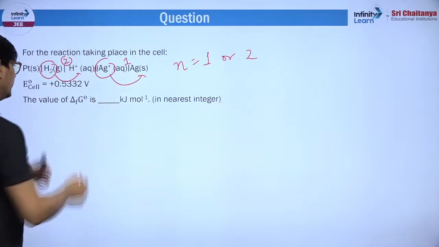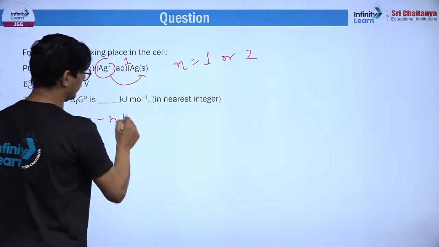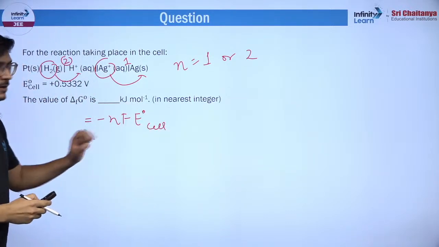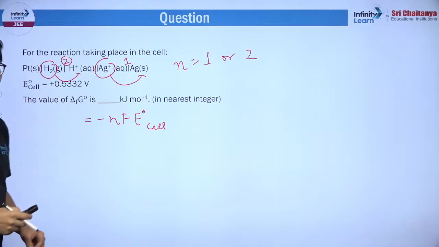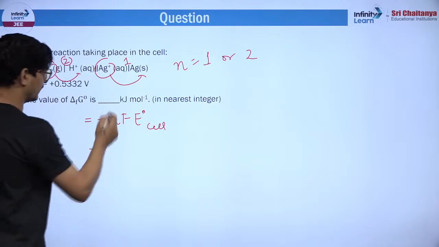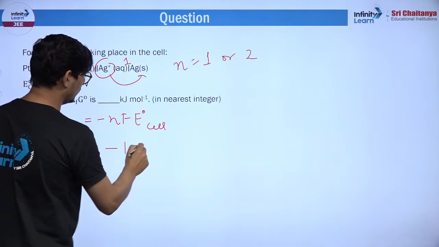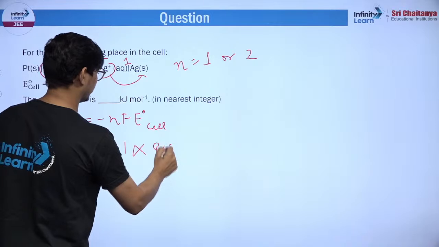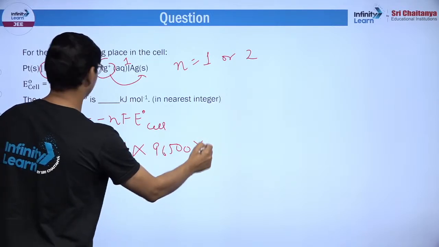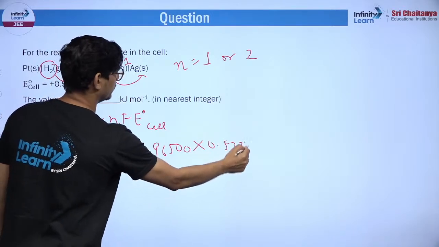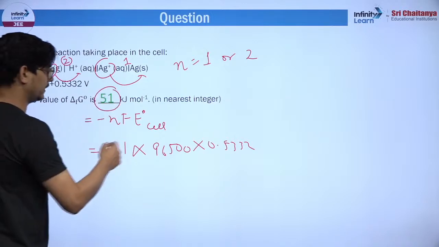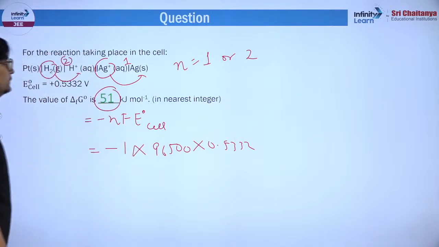Okay? By the way, delta G is minus nF E naught cell. Okay? E naught cell, the electrode potential, does not depend upon the number of electrons, but Gibbs energy will depend, right? So now it's a simple affair. So minus, if I take n as 1, then Faraday constant, how much is to be taken? Again not specified, 96500, multiplied by E naught 0.5332. So that would be in joule, right? SI unit. It will come out to be 51 if you take the number of electrons to be 1.